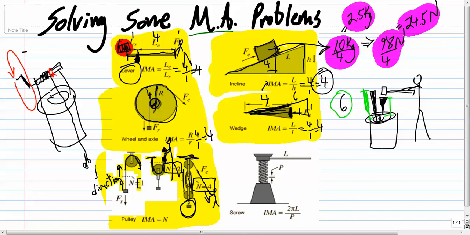So in this case, it would be the same as our problems were up here. It would feel 4 times lighter. So what would the cost be? Well, you'd have to pull a lot more rope to lift the box up, but it would feel a lot lighter. So there you go.